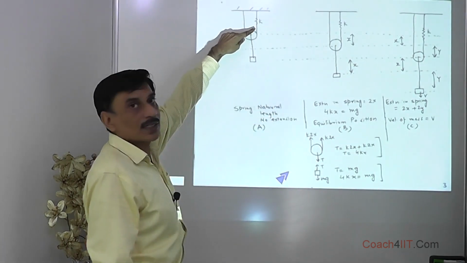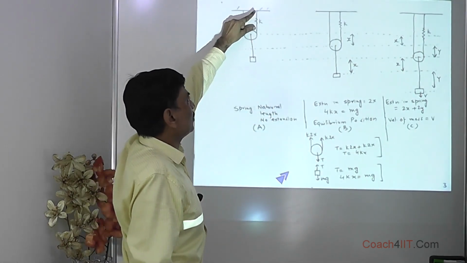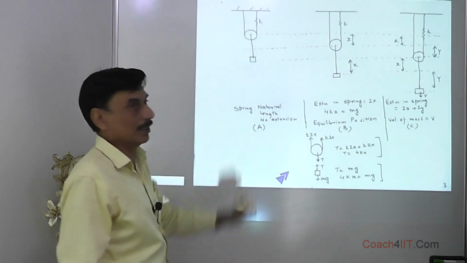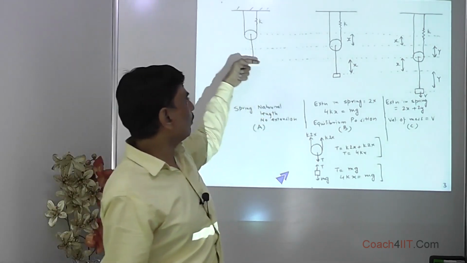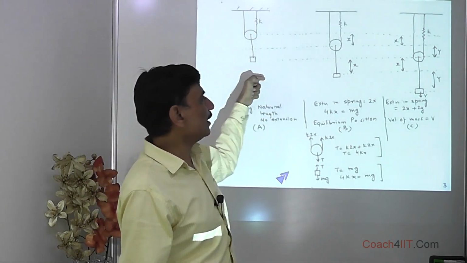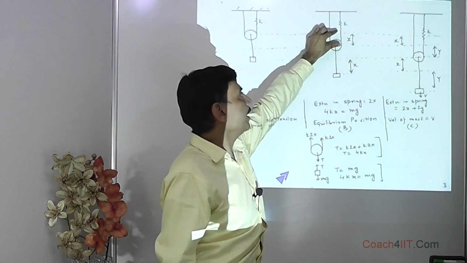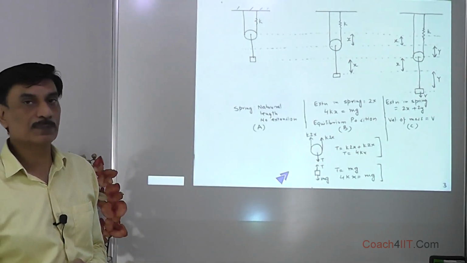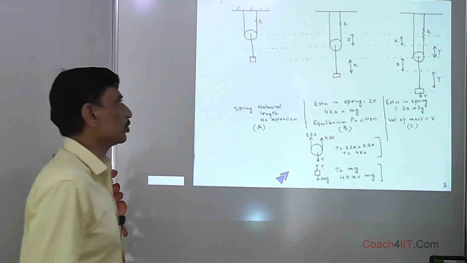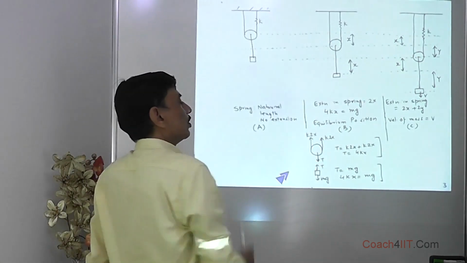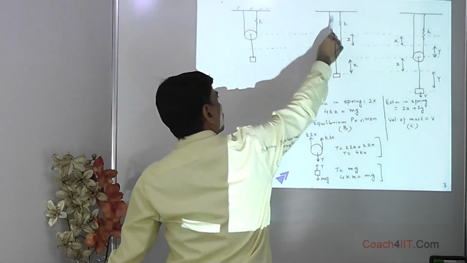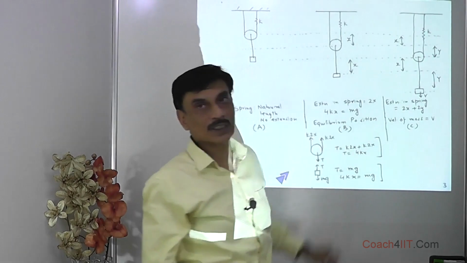This string cannot extend. Only the spring can stretch, and it compensates for the extra requirement of x thread over here and x thread over here. So when this block goes down by distance x, the stretch in the spring is x required here and x required here, so 2x is the stretch in the spring. In the equilibrium position the whole thing is stationary, so acceleration is equal to 0, and the tension in the whole string and spring is the same.